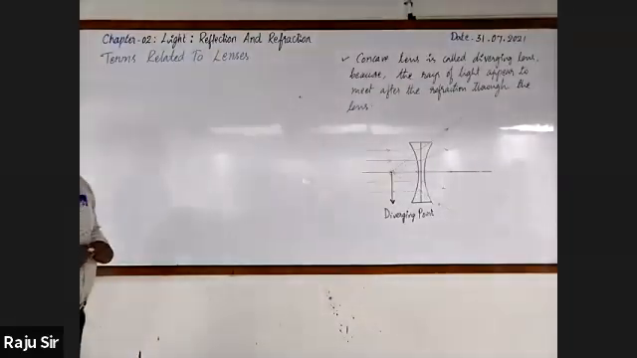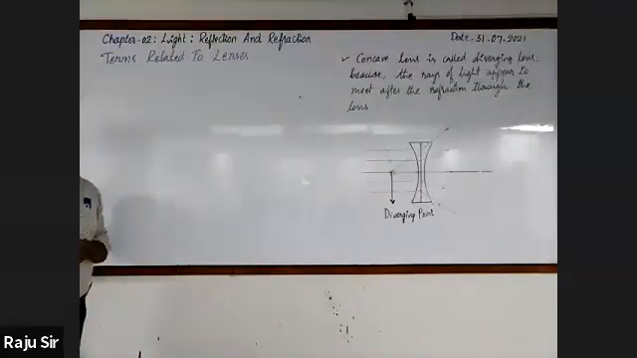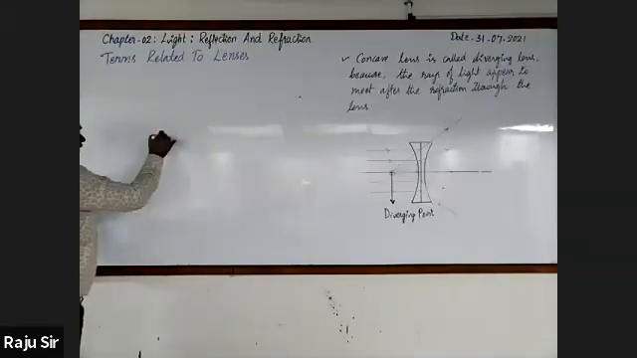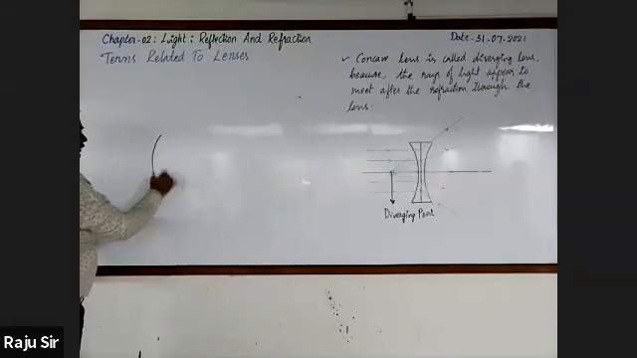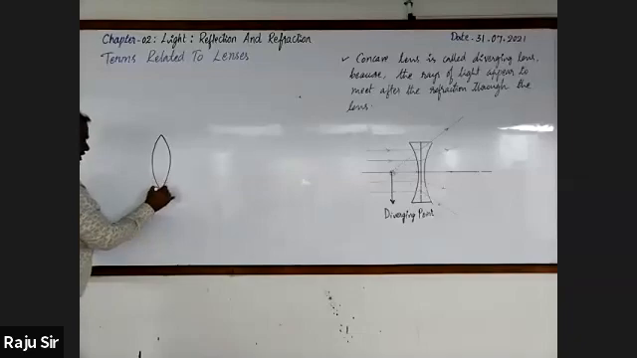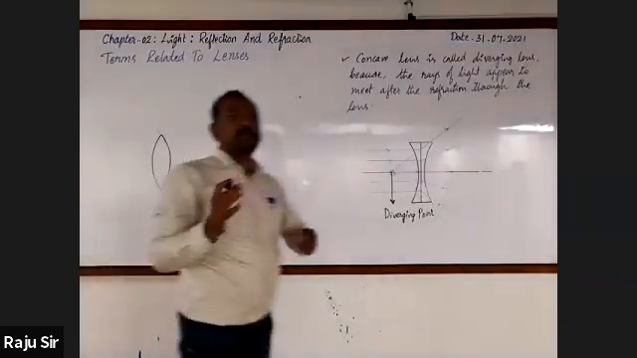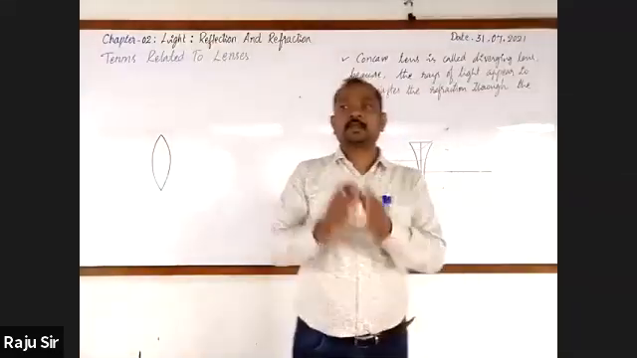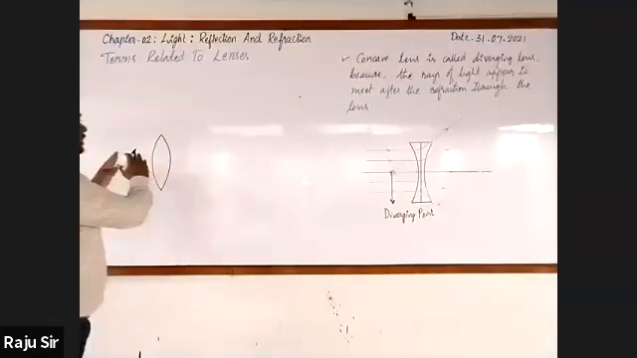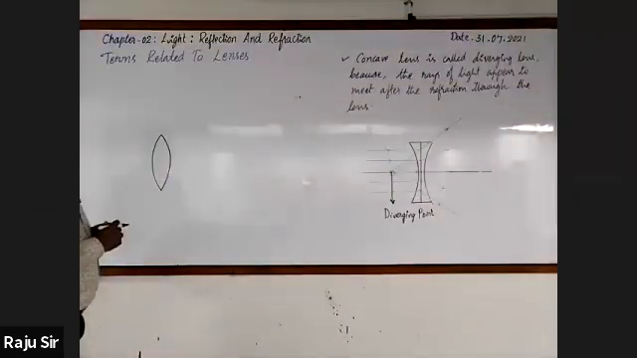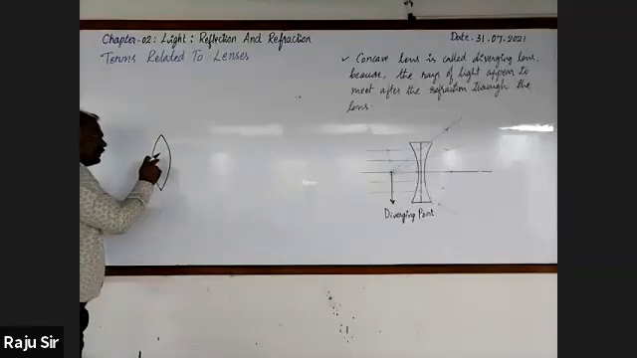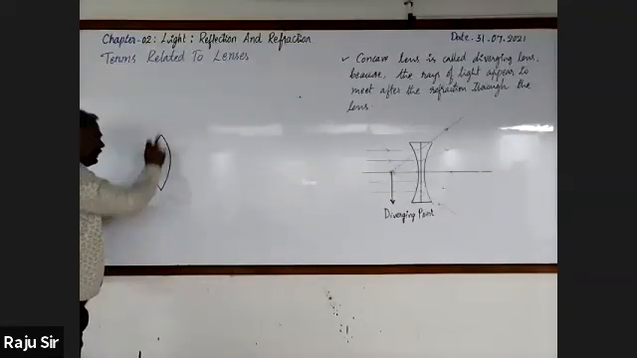Just observe. Stop right here. Just look at it. Now, could you tell what type of lens it is? Convex lens, because the refracting surfaces are bulged outward. The middle part of the lens is thicker than the edges.